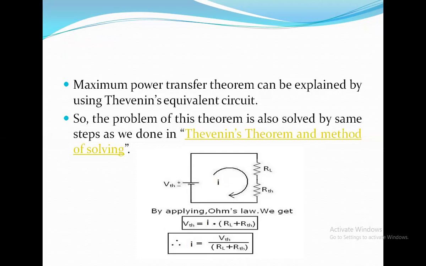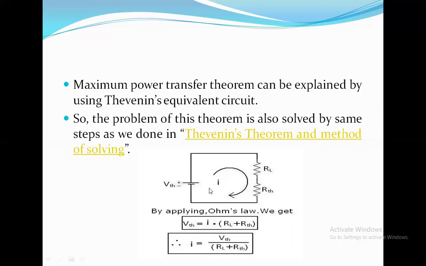This figure is a Thevenin equivalent circuit where VTH is the source voltage, and the current I is flowing through the circuit. We have two resistances: RL is the load resistance and RTH is the Thevenin resistance. Applying Ohm's law, V equals IR. As per the circuit, VTH equals I into RL plus RTH, because RL and RTH are connected in series.